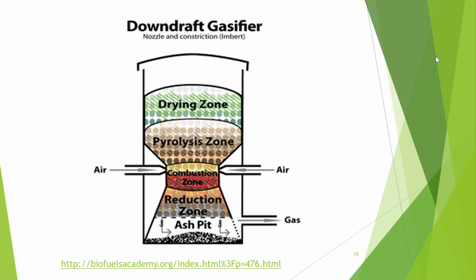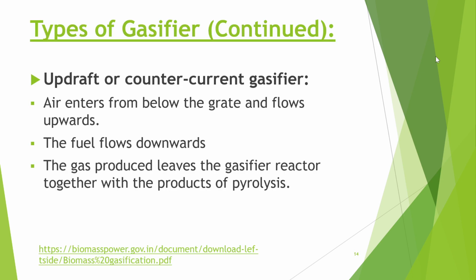Here is a diagram of a downdraft gasifier. Here we can see the feed will be put from the top of the gasifier, that will go through a drying zone, pyrolysis zone, combustion zone. In the combustion zone, we have two nozzles which are supplying a huge amount of air into it, and then the reduction zone where we get a fuel gas, and the ash pit is there for some residue or ash that will be produced during the process. And then at the bottom we have the gas outlet, from where we will retrieve our gas.